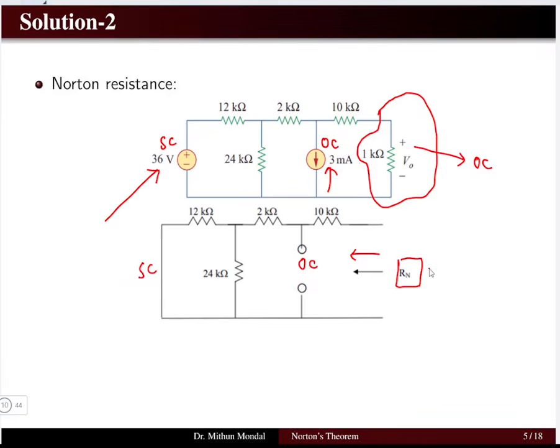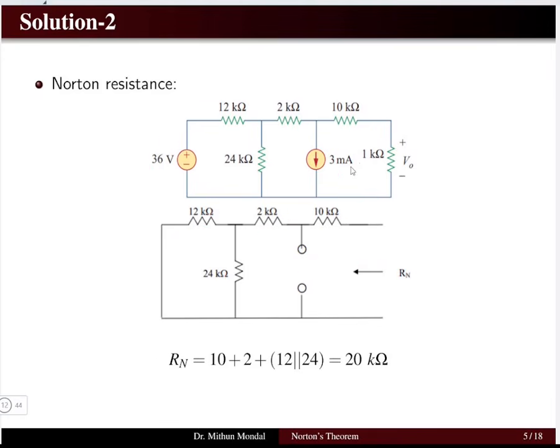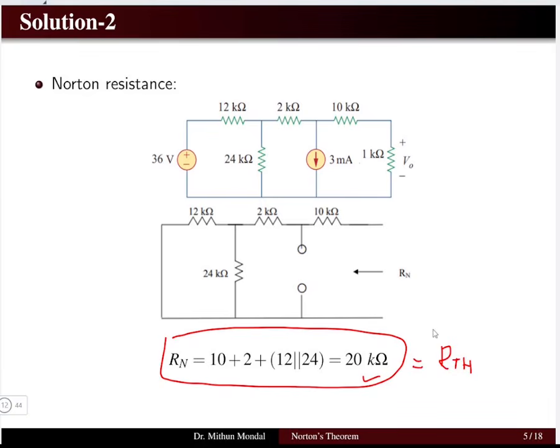Now we are in a position to determine R Norton, which is basically the equivalent resistance. If we see this circuit, we find that 12 kilo ohms and 24 kilo ohms are in parallel, and that is in series with 2 kilo ohm, and then in series with 10 kilo ohm. So we can apply the series parallel concept that we have studied to find the value of R Norton. R Norton is basically the equivalent resistance, that is 20 kilo ohms. This is similar to R Thévenin, which we calculated in Thévenin's theorem. So 20 kilo ohm is the value of R Norton.